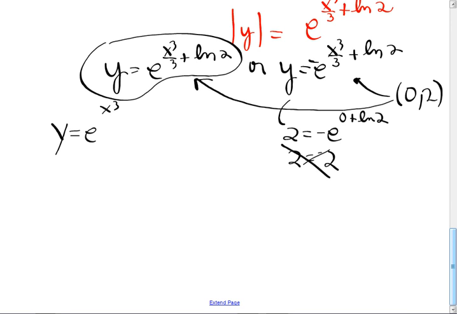It's x cubed over 3, times e to the log of 2. It's never, ever, okay, guys? It's never, ever going to be plus.